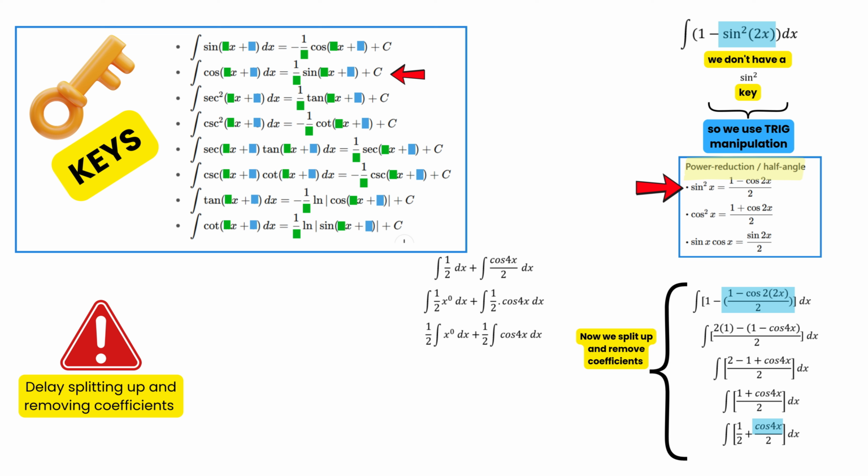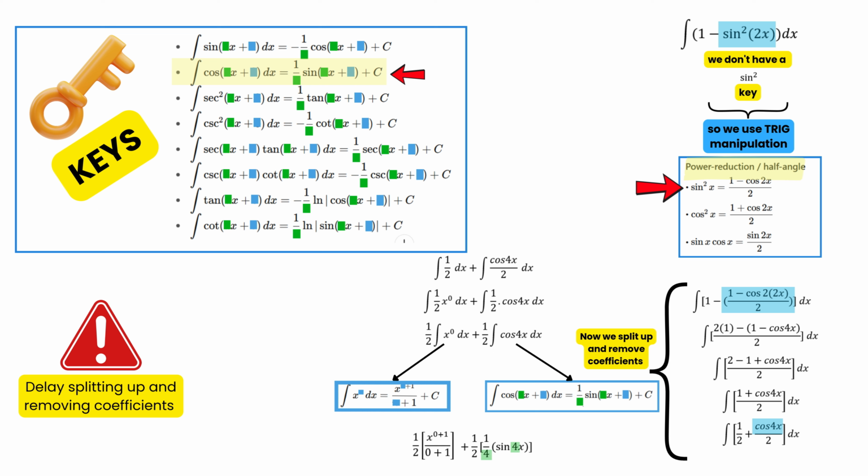For the first term, we use the usual power key as in the previous part of the video. For the second term, we have a cosine, so we check the keys table and use the cosine key. Doing that gives us the result. We simplify and importantly add plus c at the very end. We have integrated it successfully.